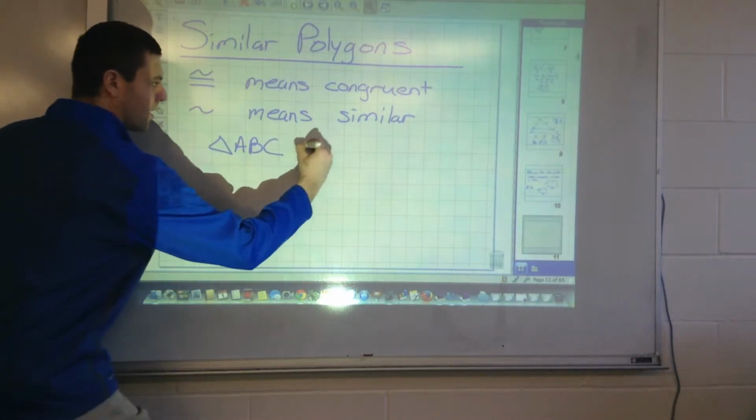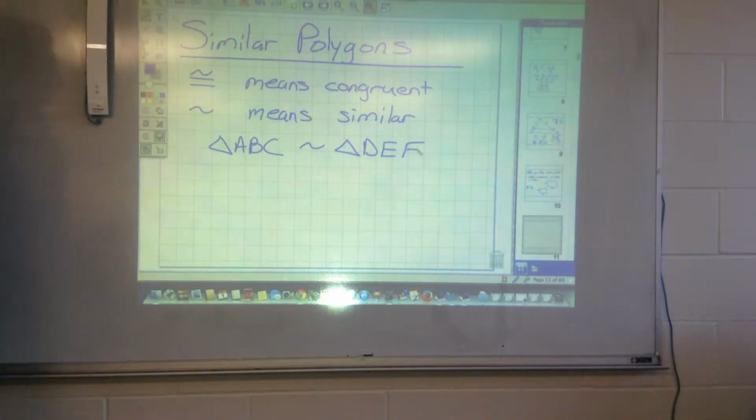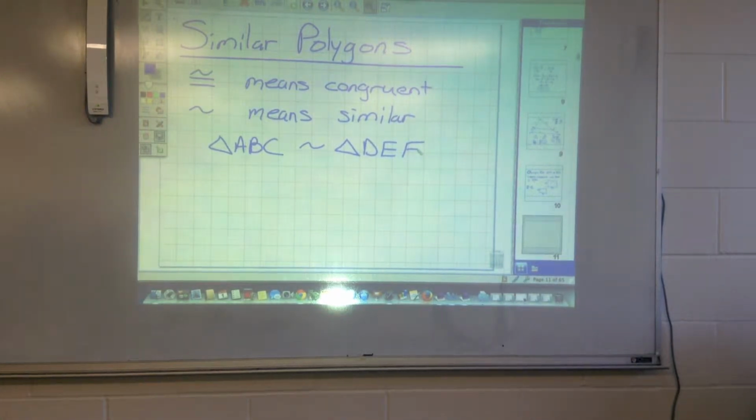I use triangles for right now. So you might see a statement that looks like this. Triangle ABC is similar to triangle DEF. So that means those two triangles are going to look the same, but basically one of them has been stretched to be bigger or shrunk to be smaller than the other one. But they're going to have kind of the same appearance. All right?